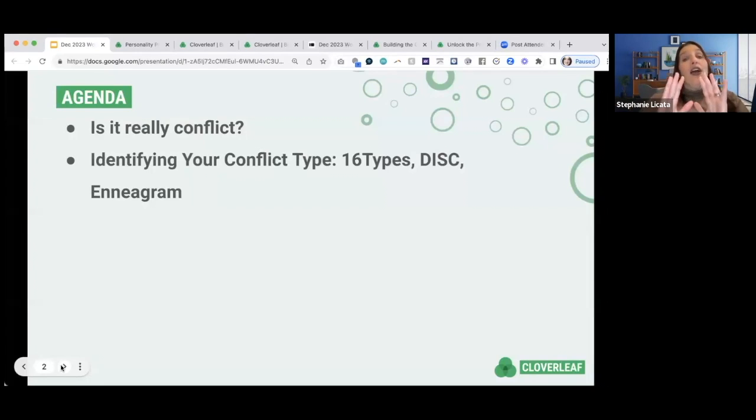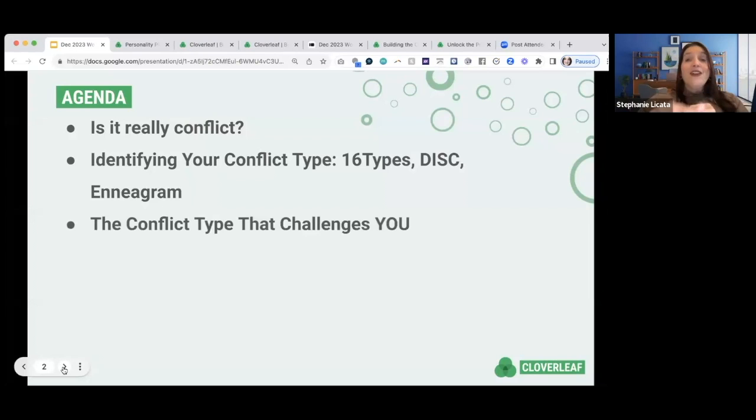Now, as we go through these conflict types, you may see yourself in more than one. That's okay, right? You may also see yourself in different situations where you show up as one or the other. That's okay too. So you're going to have the opportunity to identify your conflict type. Then you're going to have the ability to actually talk about the conflict type that challenges you. So as we go through the conflict types, you want to be listening. What's my type? And who's somebody that I know with this type that maybe I have a problem with, or a challenge with, or I have a difficult time with when we have to have difficult conversations.